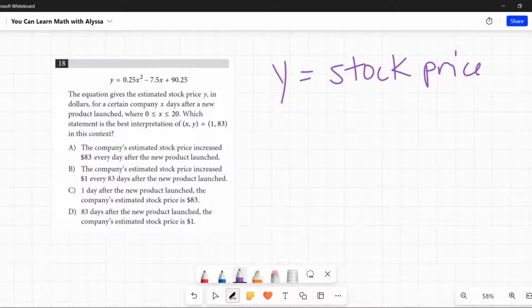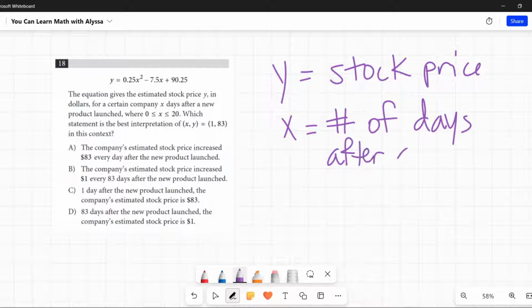In dollars for a certain company, X days after a new product launched. So X is the number of days after a product launched. All right, so now I can remember that. And X is greater than or equal to 0, but less than or equal to 20. So the first 20 days after a product was released, and Y is the stock price. Which statement is the best interpretation of X comma Y equals 1 comma 83 in this context?